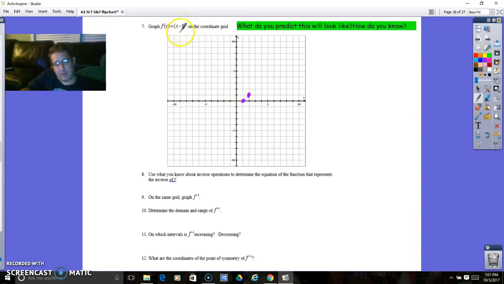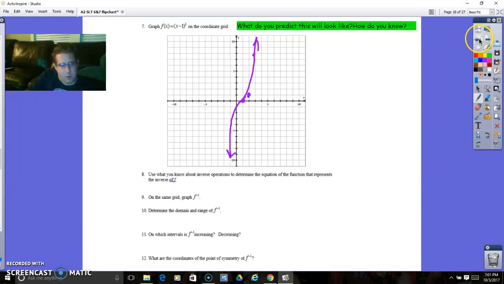2 minus 1 is 1. Wait, no, I'm sorry. 3 minus 1 is 2. 2 cubed is 8. 5, 6, 7, 8. So right there. And this function is going to go something like that. It's going to be the exact same on the other side. It's going to be -1 and -8.